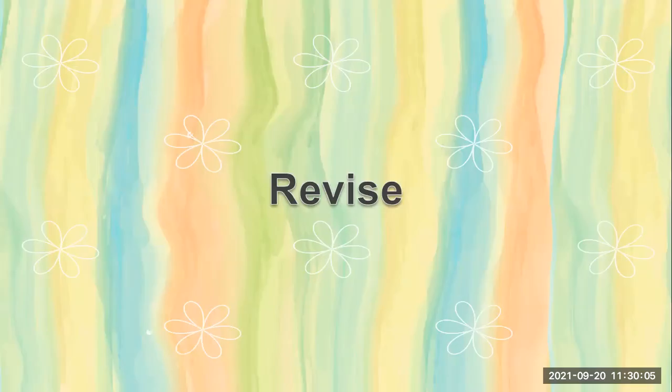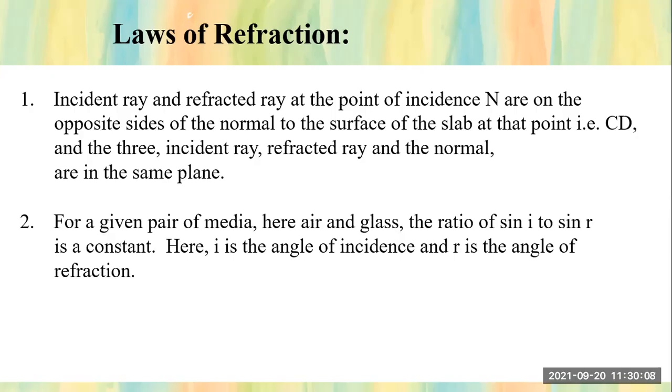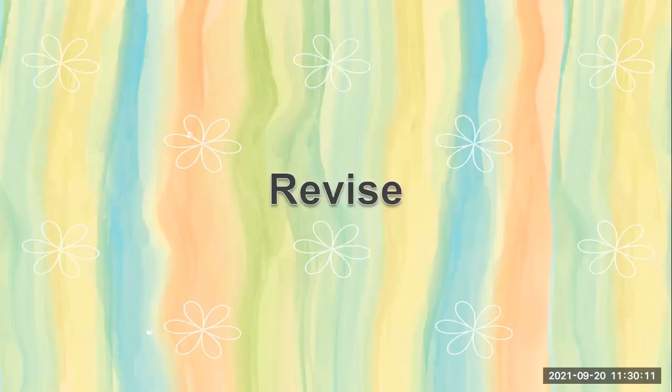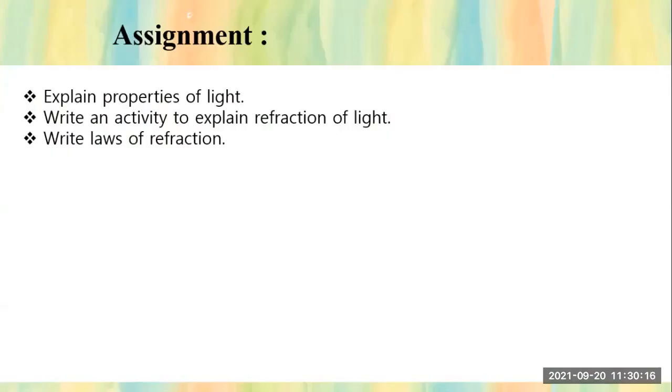I hope my students have enjoyed my session very well. You have understood each and every point. Now there is some assignment which I'm going to give you, students. Just note down these questions, write them in your notebook and get them checked by your science teacher. Number one: explain the properties of light. Second, write an activity to explain refraction of light. Any activity which I have explained, you have to write it and explain how refraction of light takes place. And you have to write the laws of refraction.